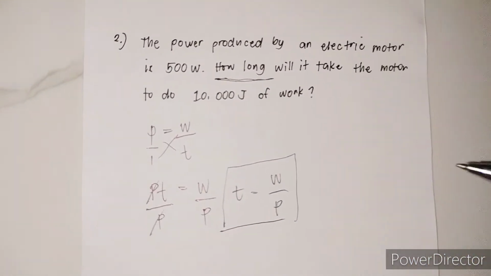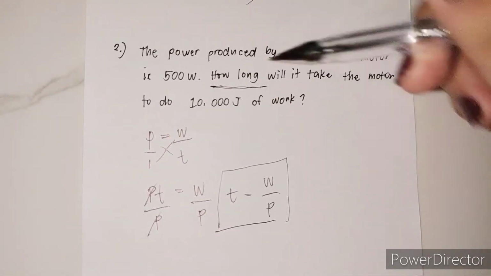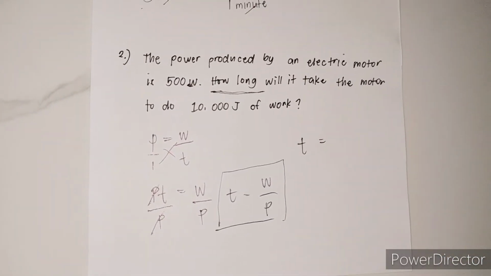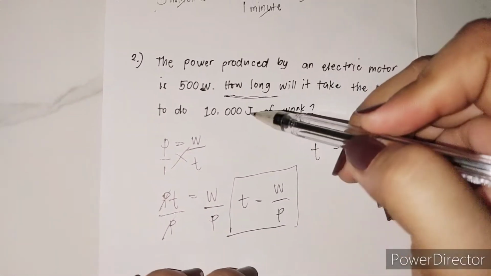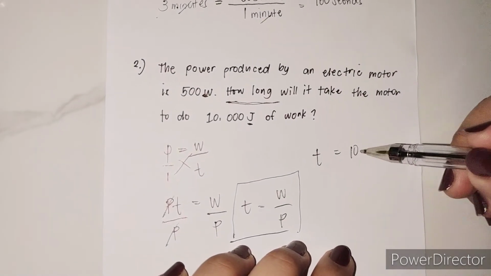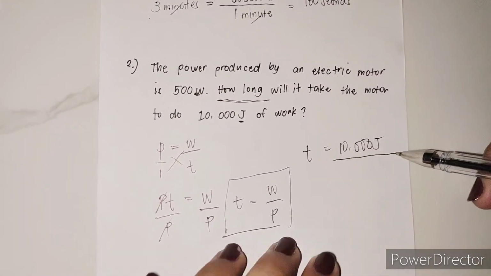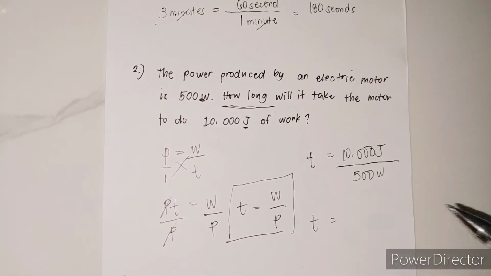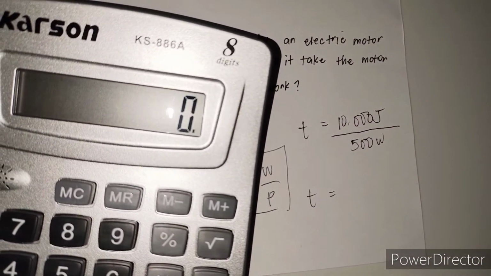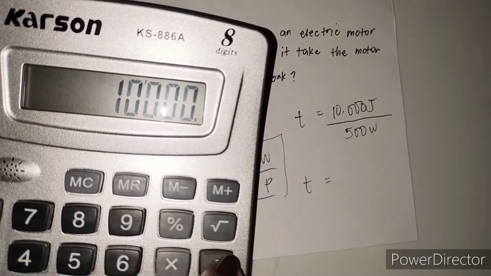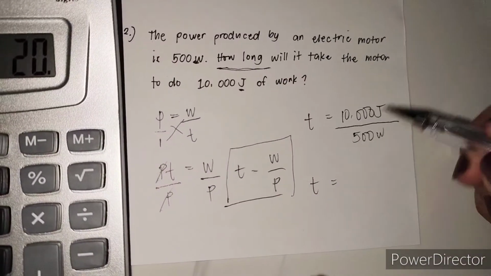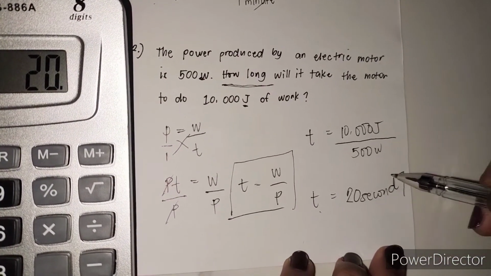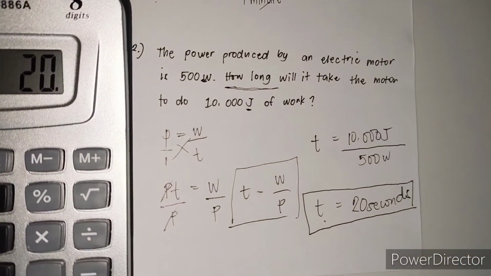So, let us identify ano yung W natin. Joule ang work. Di ba sabi mo kapag work, joule yan? So, we have 10,000 joules all over. Ang power natin ay watt, 500 watts. So, T now is equal to 10,000 divided by 500, is equal to 20 seconds. Take note, time ang hinahanap natin, so it should be in seconds. Lagyan mo ng S. So, ang hinahanap natin ay 20 seconds.